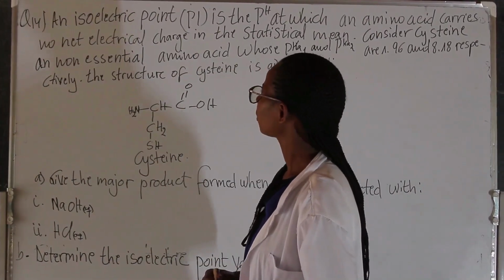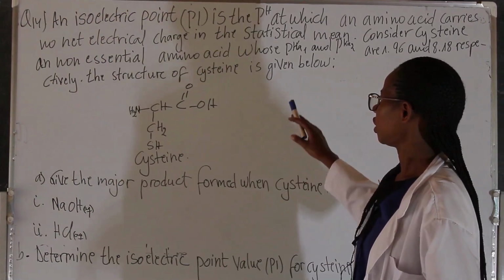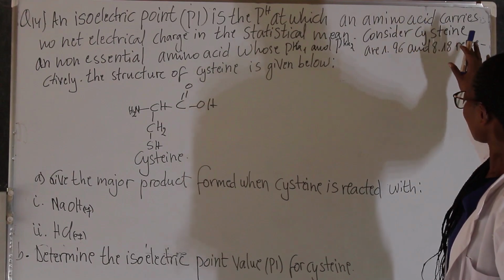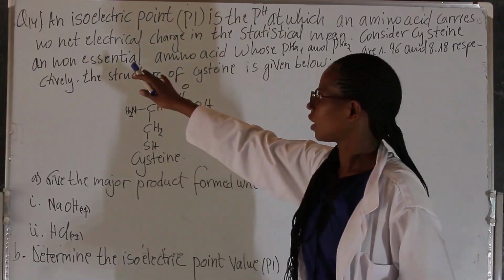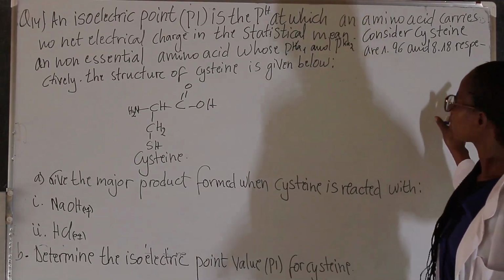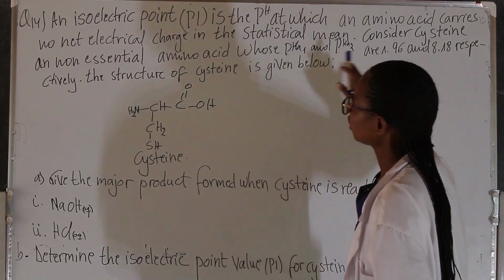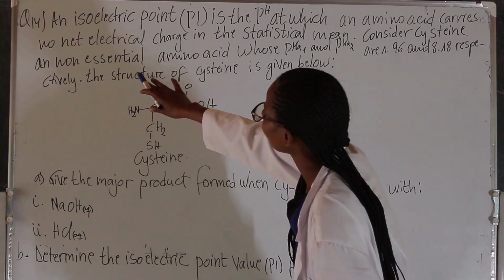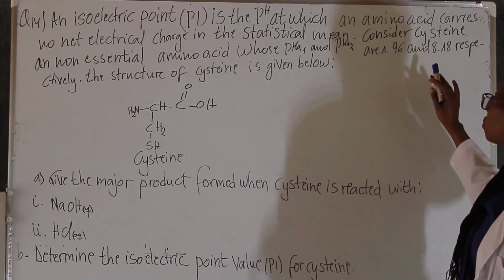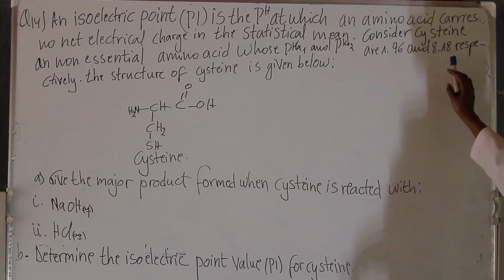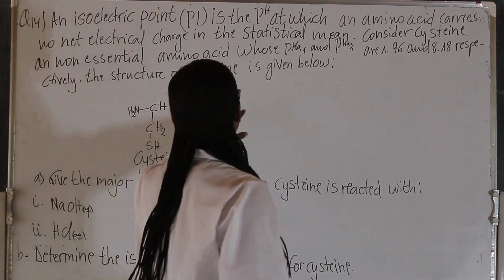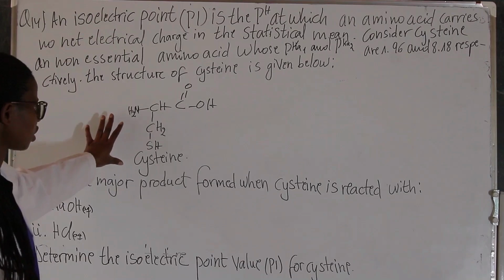For question number 14. An isoelectric point, pH, pI, is the pH at which an amino acid carries no net electrical charge in the statistical mean. Consider cysteine as an essential amino acid whose pKa1 and pKa2 are 1.96 and 8.18 respectively. The structure of cysteine is given below. This is the structure of cysteine.